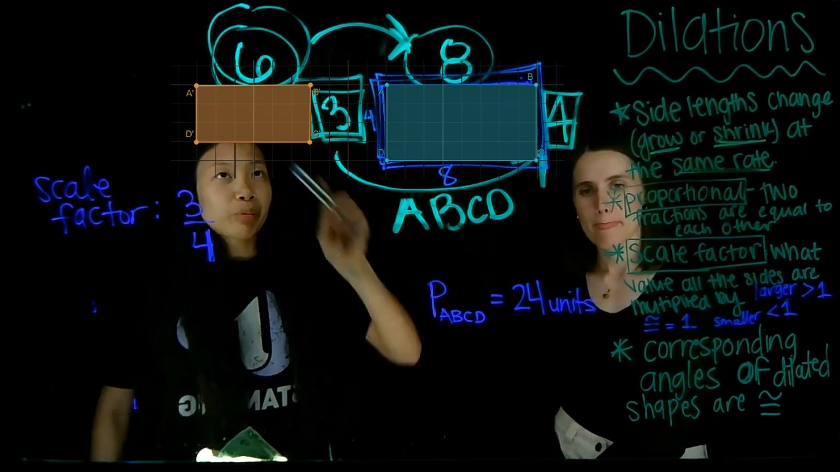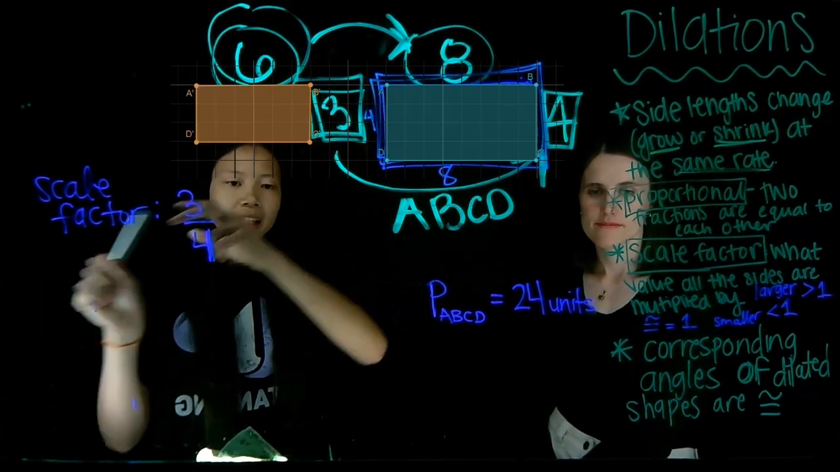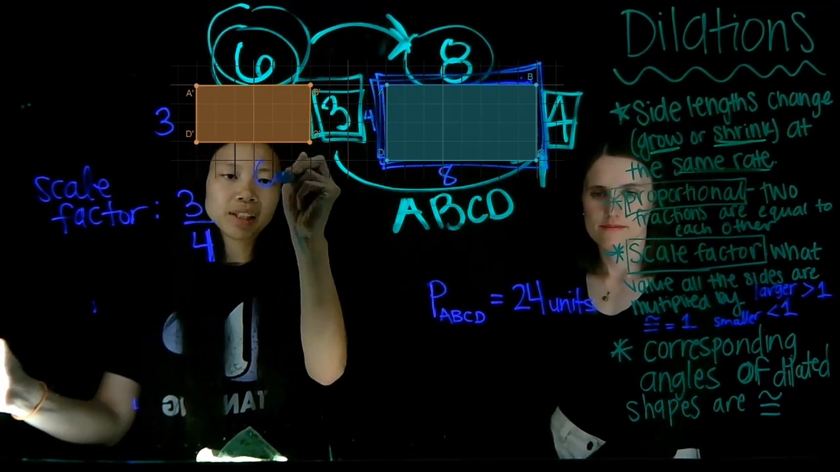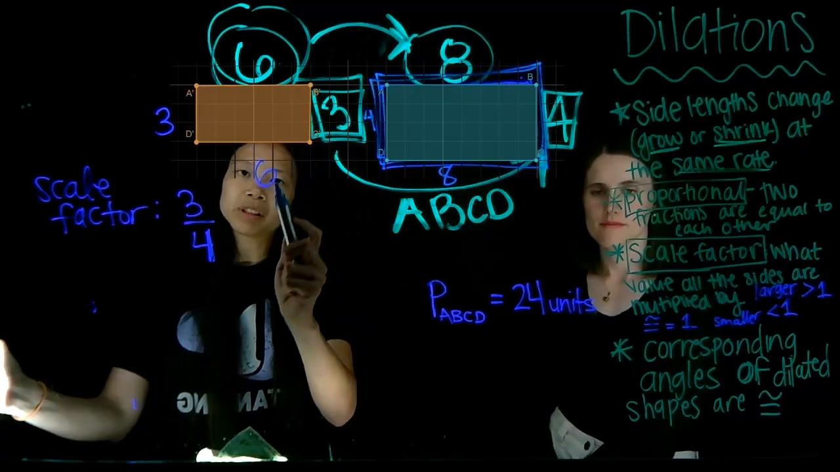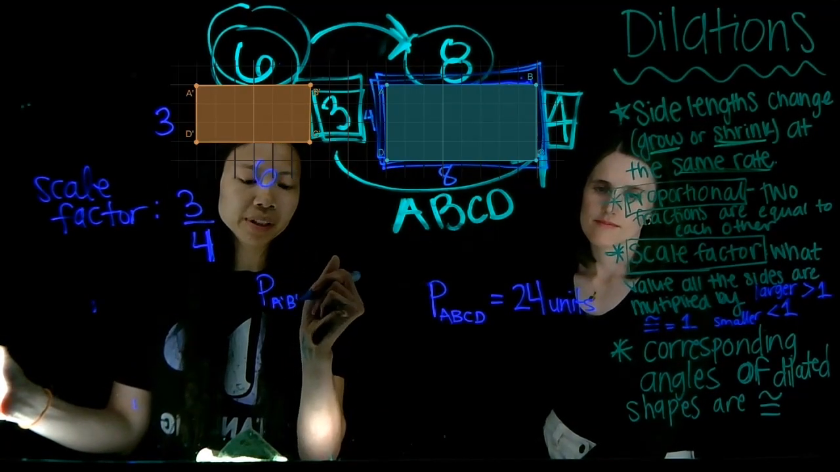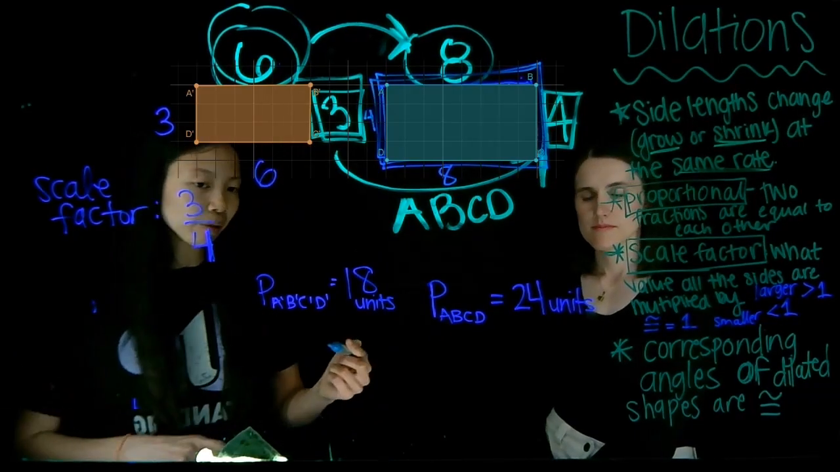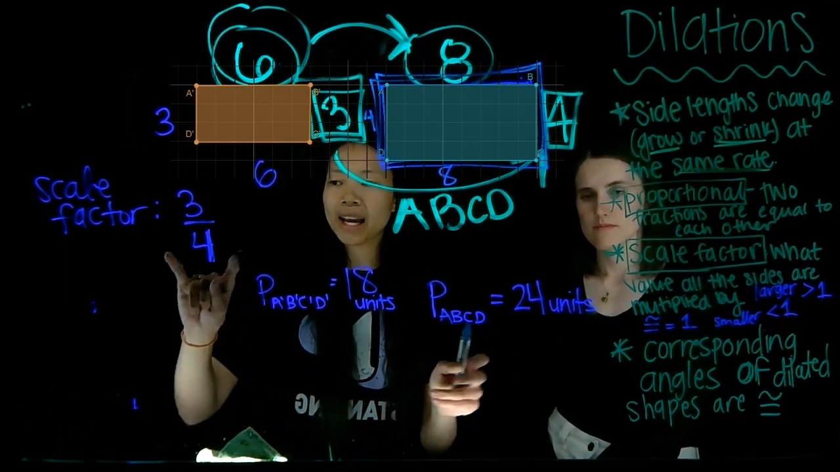All right, let's check out the perimeter of our resulting shape. We got 6, 3, again a rectangle. This has got to be 3 and this has got to be 6. And so we got 6 plus 3 plus 6 plus 3. So we can say that the perimeter of A prime, B prime, C prime, D prime is equal to 18 units. All right, is there a relationship going on between 18 and 24 and our scale factor?